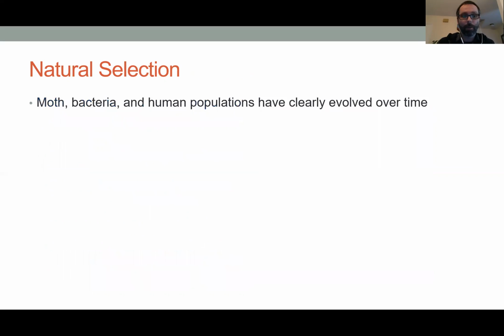We've seen it happen in the moths, and we've seen it happen in bacteria, and we've seen it happen in human populations like the Bajau. But the question is, are those different species? And the answer is no, they're not. Humans with a big spleen, they're still just humans. And moths that are dark instead of light are still basically the same thing, just with a slightly different coloration, right?